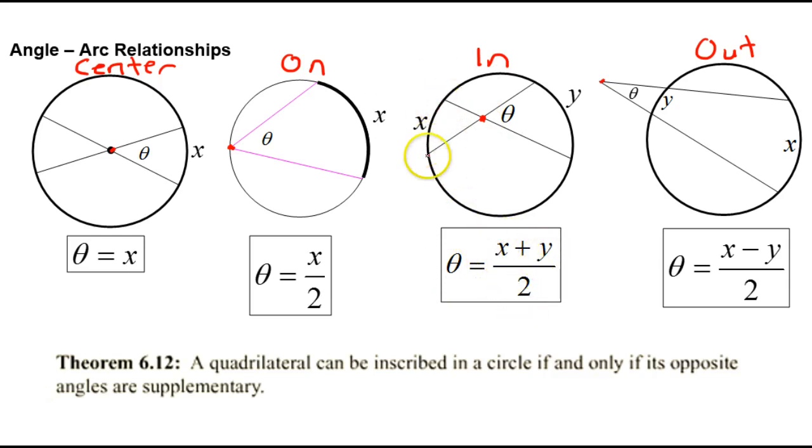And I'm talking about these two arcs right here. If the vertex is outside the circle, the angle is arc minus arc divided by 2. And it has to be the big arc minus the small arc.